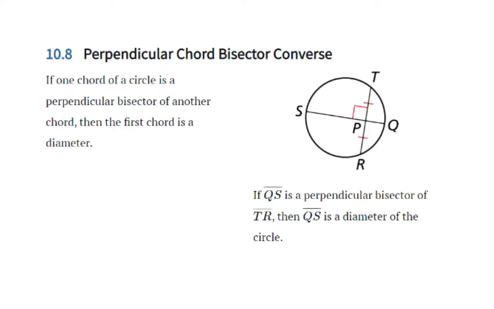And then the converse is also true. If one chord is the perpendicular bisector of another, then the first chord has to be a diameter. If we had another chord that was perpendicular to a given chord, but didn't bisect the original chord, so in other words, this piece is not the same length as this piece, then clearly it's not going to be a diameter. So just a couple of notes about diameters being perpendicular to chords.